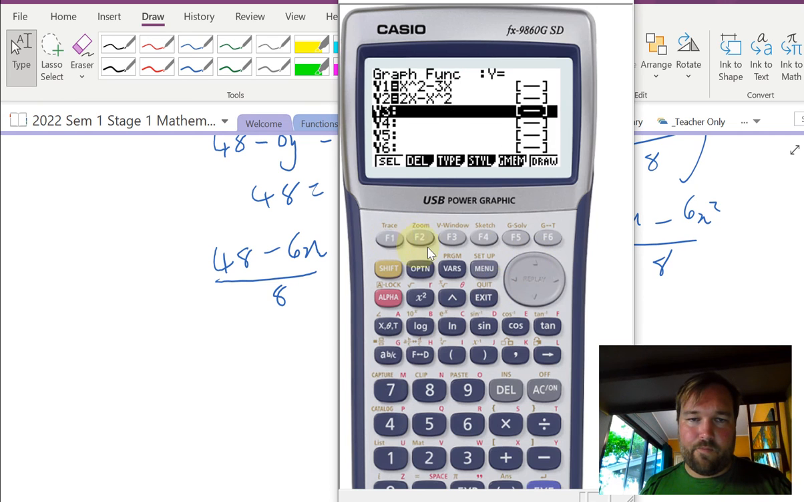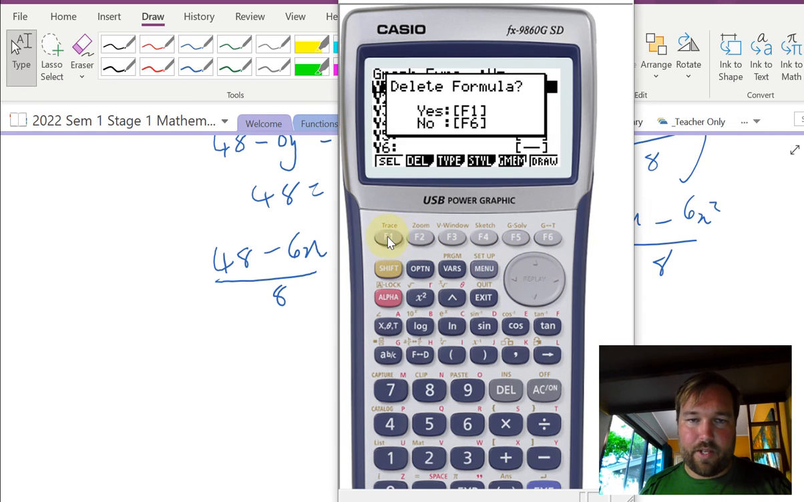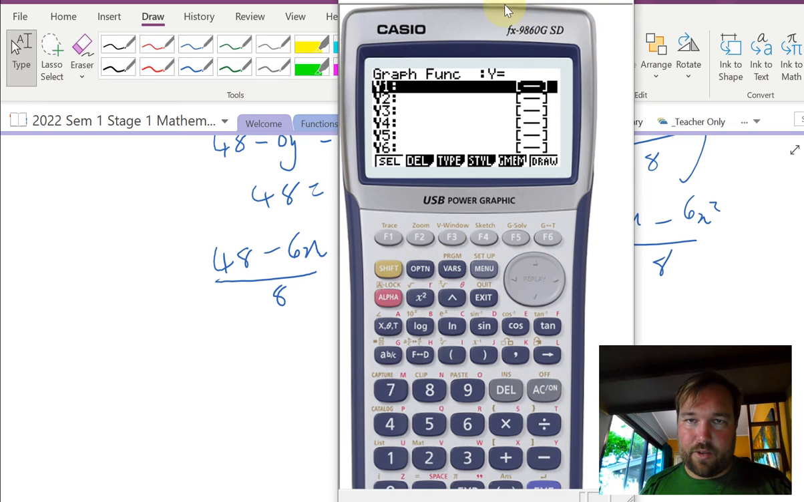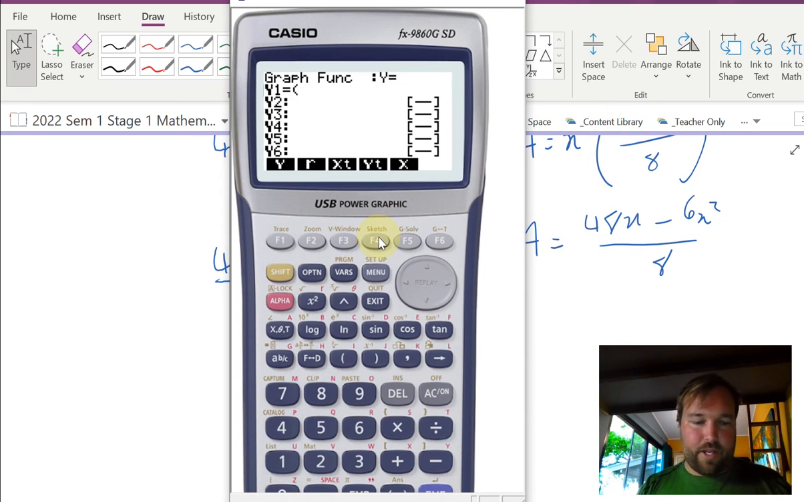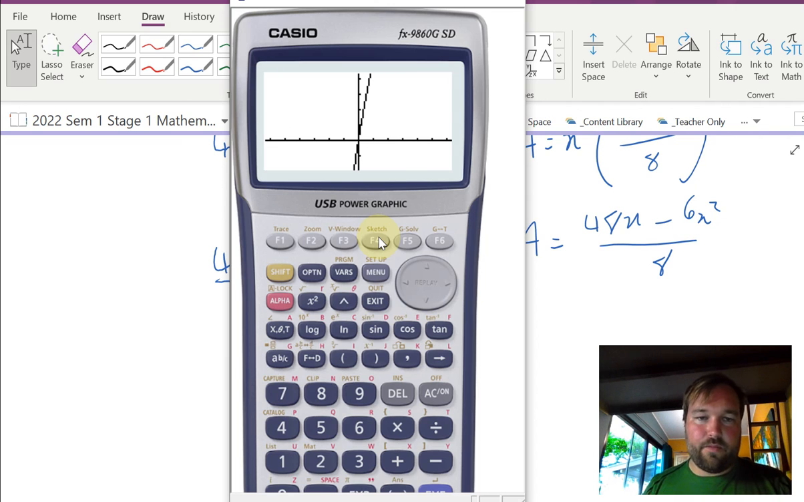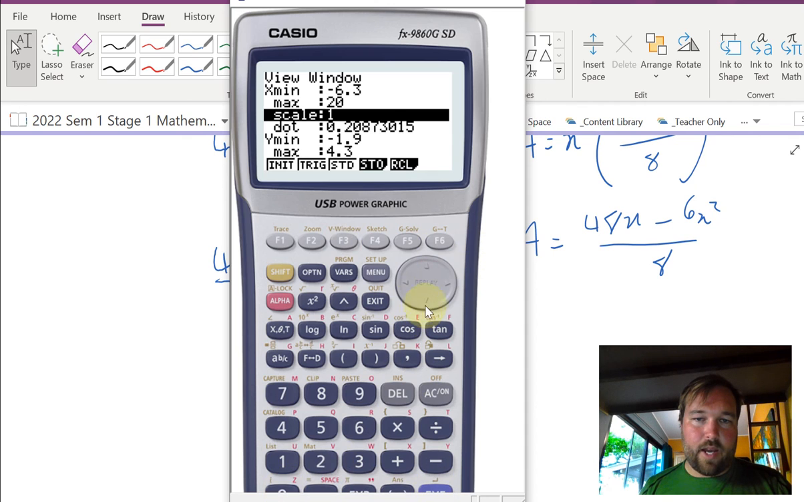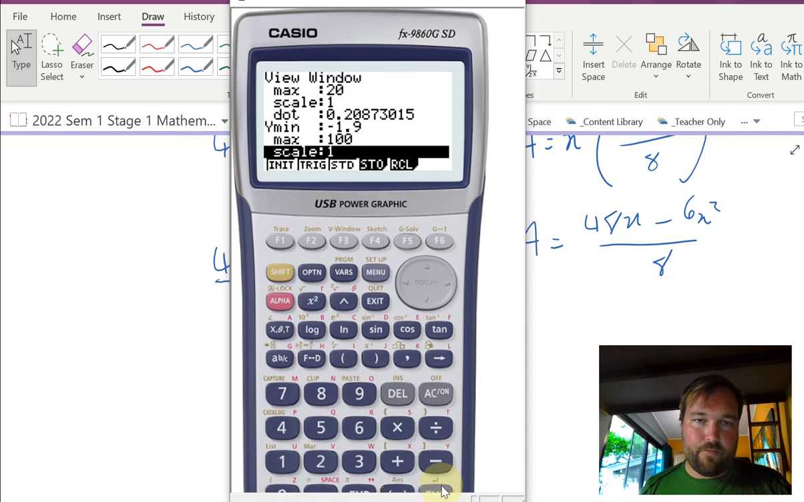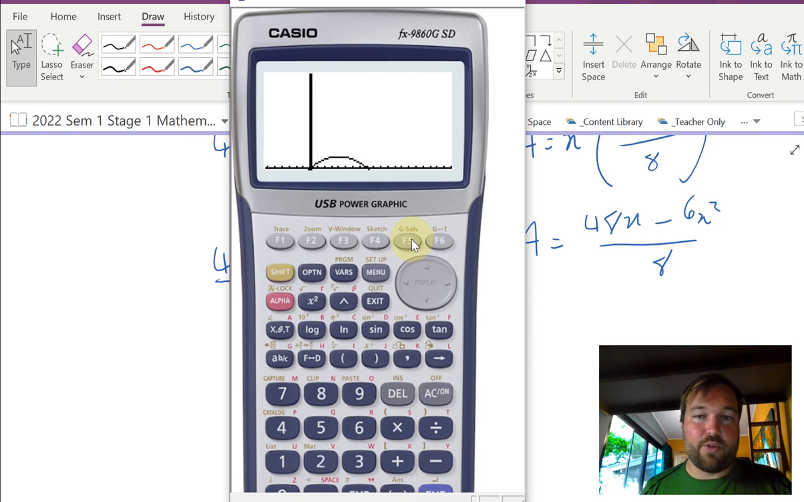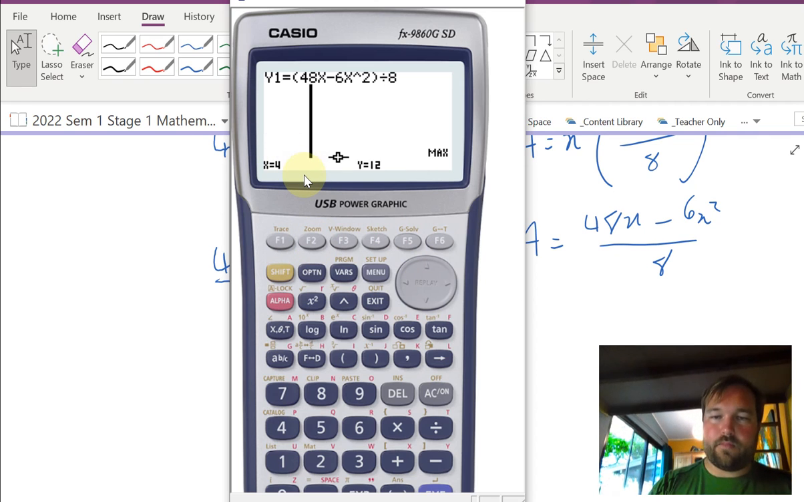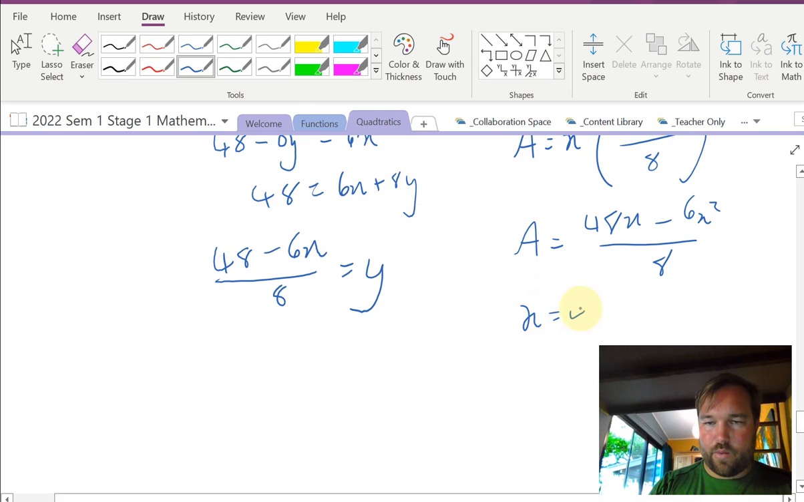Big fan of the calculator. Sorry guys, you've got to watch me delete all these. Try the calculator here so I can actually see it. We're going to go with 48x minus 6x squared divided by 8. Alright, we need to fix our view window again. It's going to probably go out to like 20. And the maximum, probably 100 or so. 100 was way too big, but the point is we can see it. G-solve, max. x is 4. So the maximum area occurs when x equals 4.